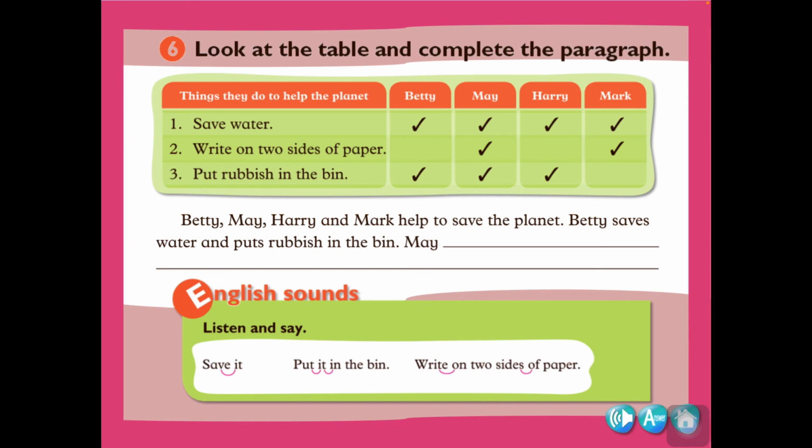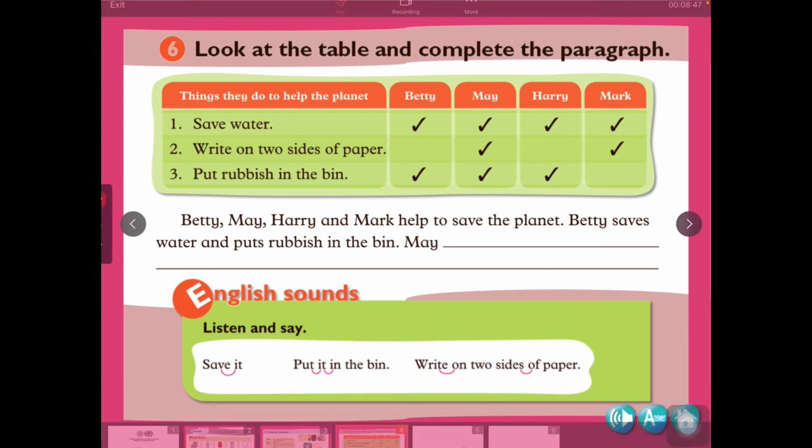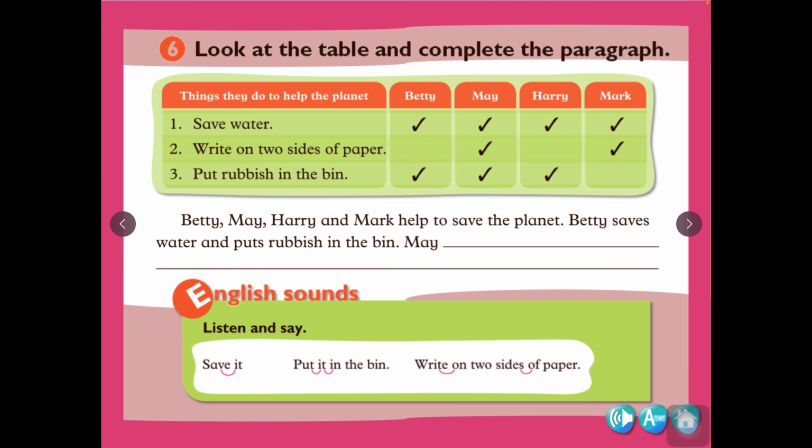Students' Book, Unit 5, Lesson 1. English sounds. Listen and say. Save it. Put it in the bin. Write on 2 sides of paper.